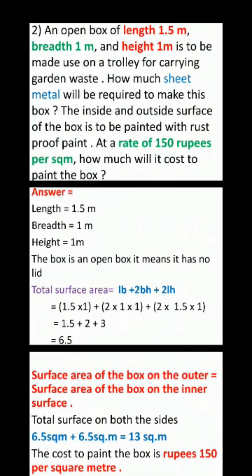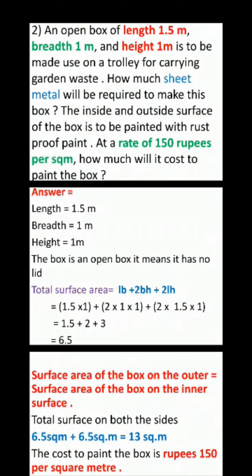Okay, now we are moving towards the second question. Second question is what? An open box of length 1.5 meter, breadth 1 meter and height 1 meter is to be made use on a trolley for carrying garden waste. How much sheet metal will be required to cover this box? And the inside and outside surface of the box is to be painted with rust proof paint at a rate of 150 rupees per square meter. How much will it cost to paint the box?